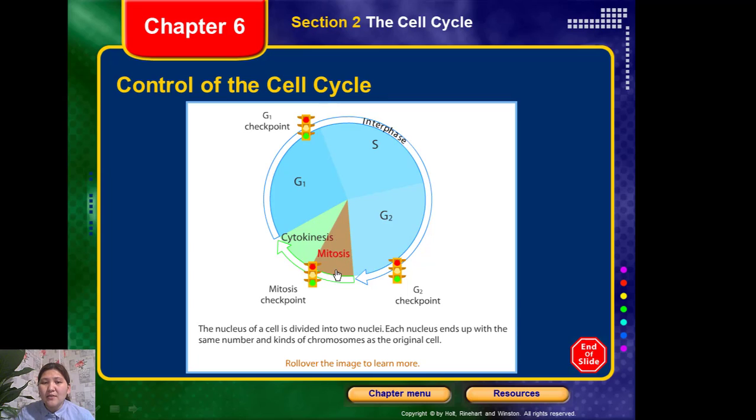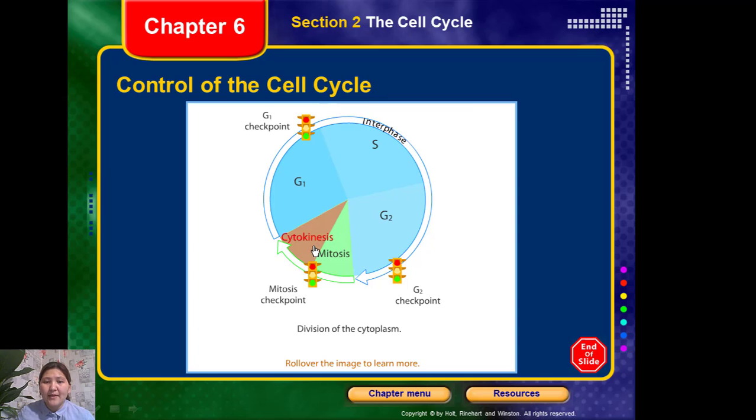And mitosis, the nucleus of the cell is divided into two nuclei, not three, not four, not one, just two identical cells. One appears into two. That's all. So each nucleus ends up with the same number and kinds of chromosomes as the original cell. They are identical, guys. Then cytokinesis. We said that it is the division of the cytoplasm.